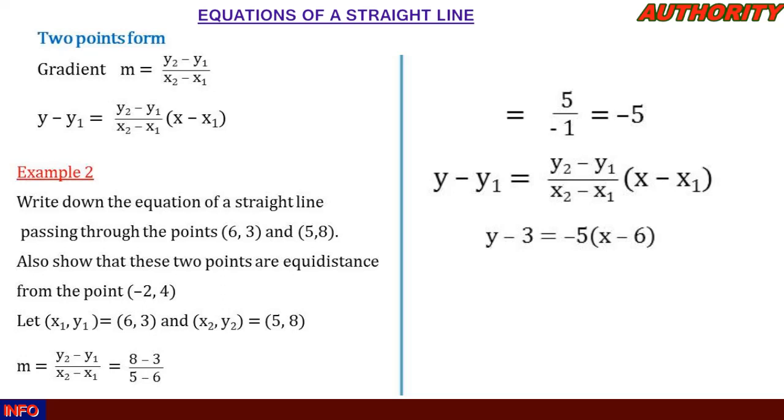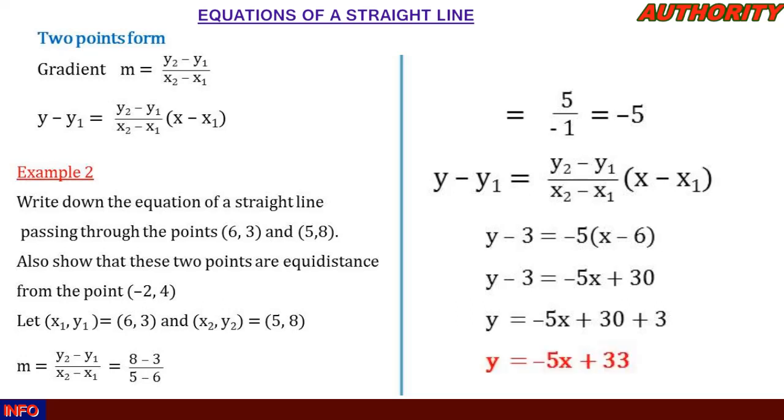We have y minus 3 is equal to, let's use this minus 5 to open the bracket. Minus 5 times x gives us minus 5x, and then minus 5 times minus 6 gives us plus 30. So here we have y minus 3 is equal to minus 5x plus 30. Let's take minus 3 to the other side. We have y is equal to minus 5x plus 30 plus 3. So 30 plus 3 is equal to 33.